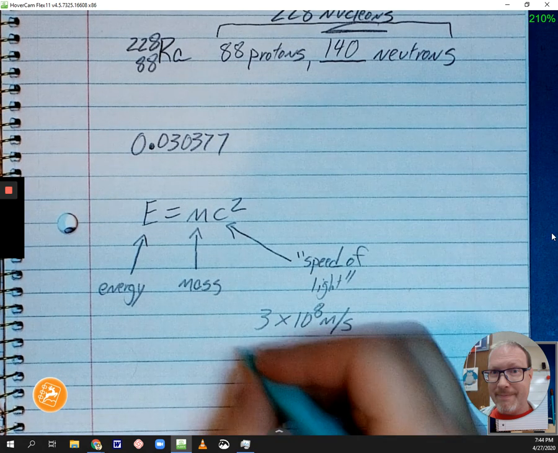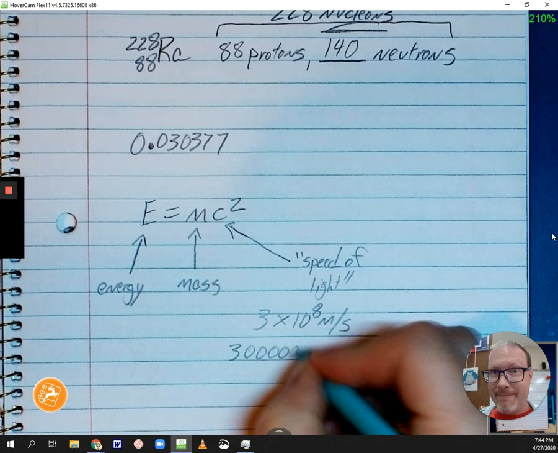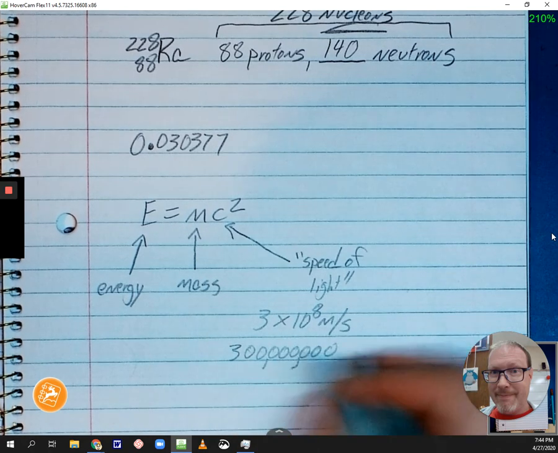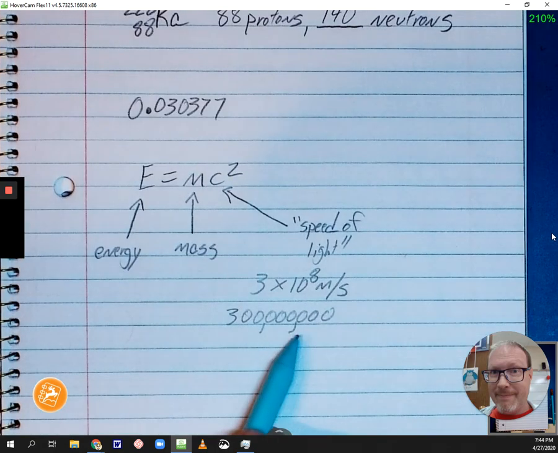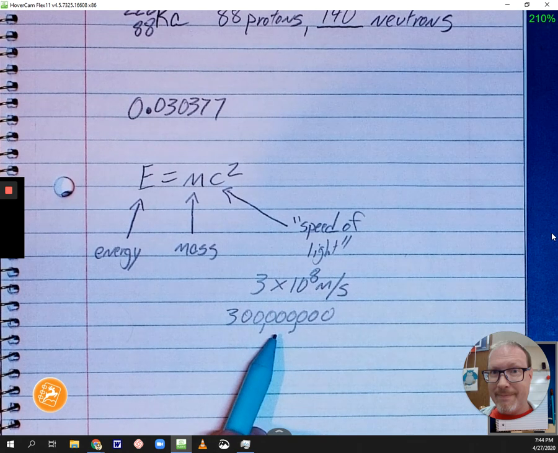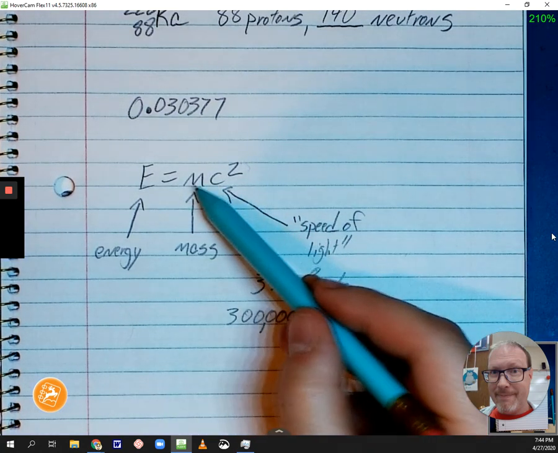If I was to write that out, I'd put 8 zeros on the end of this. And so we're talking roughly 300 million meters per second. It's a really big number. And so you take that number and you square it, meaning you multiply it by itself, you make an even more ridiculously big number, and then you take all of that and you multiply it by a certain mass.